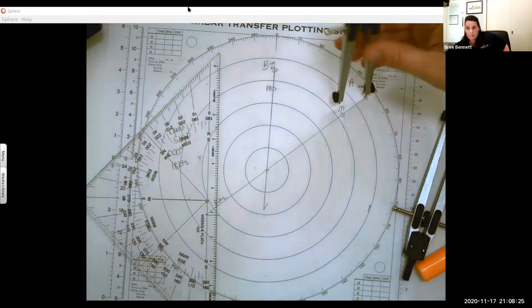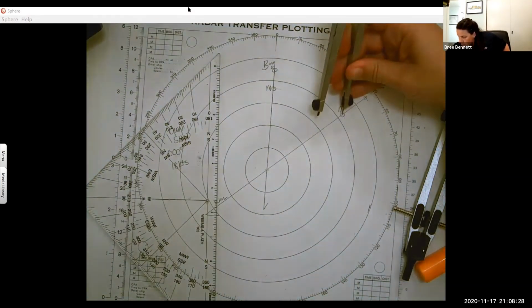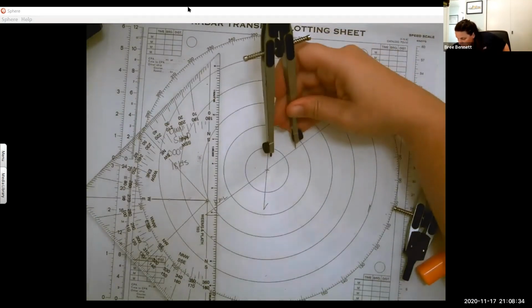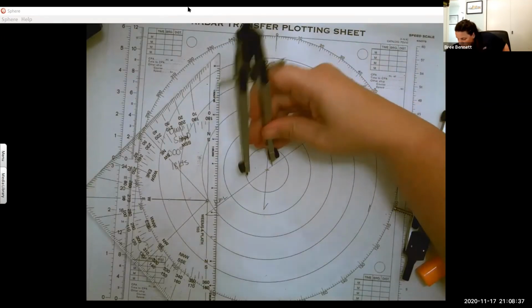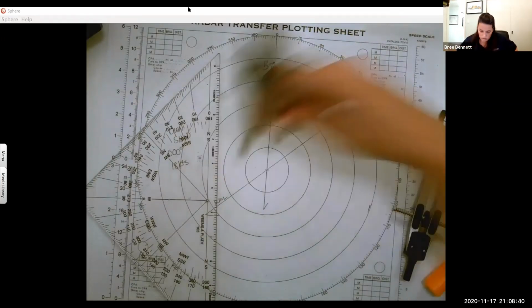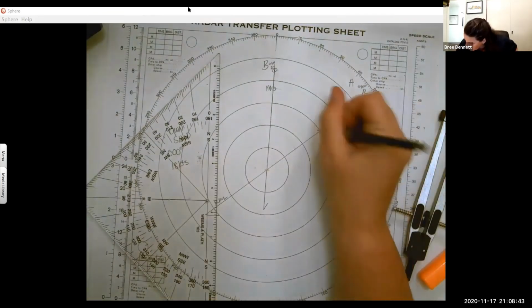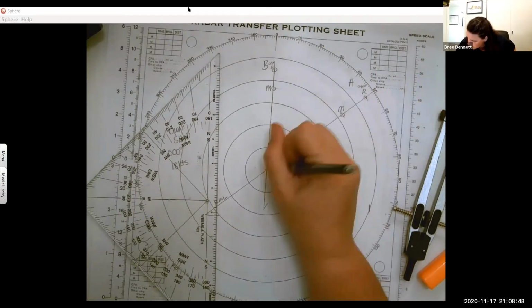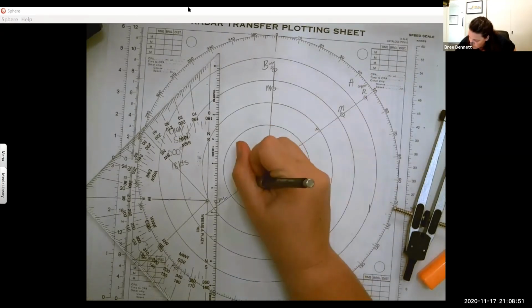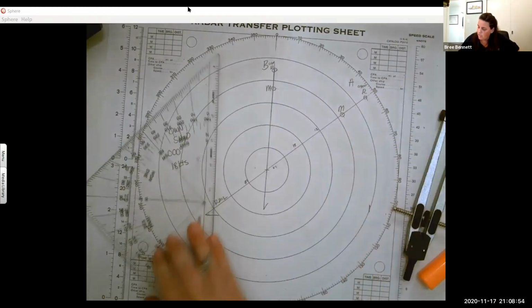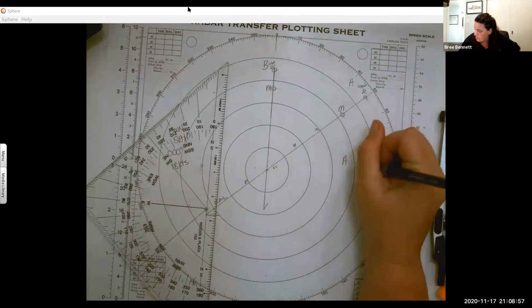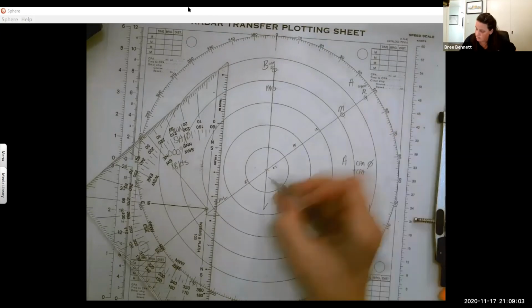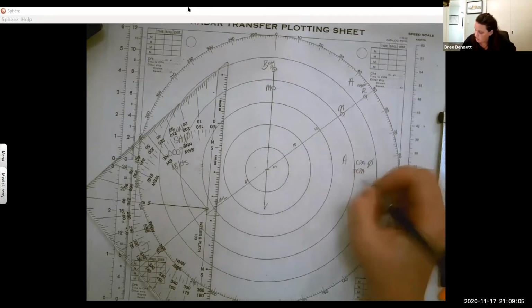All right, so that's 6 minutes. So we have 6, 12, 18, 24, 30. So for target A, CPA was 0. TCPA was 24. Call it 25.